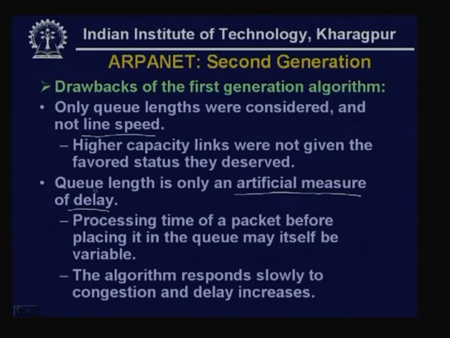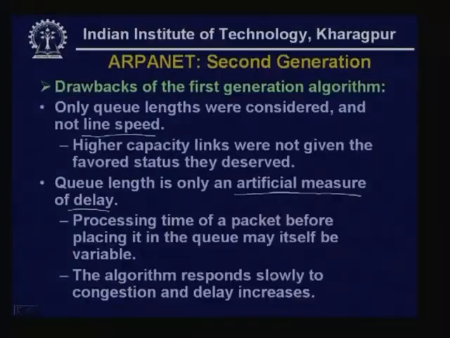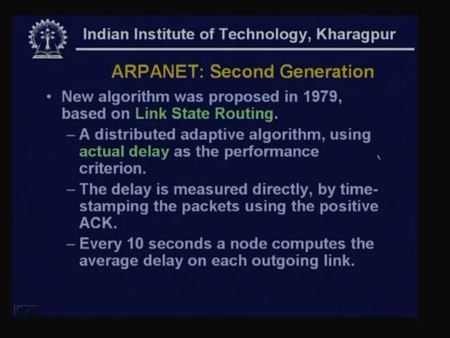It cannot be a correct representative of the delay, and the processing time of a packet before placing it in the queue may itself be variable. That means the queue length may change by the time the processing is being done by a node to send it from a particular queue. So, the algorithm responds slowly to congestion and delay. As a consequence, delay increases. So, these were the limitations identified in the first generation algorithm.